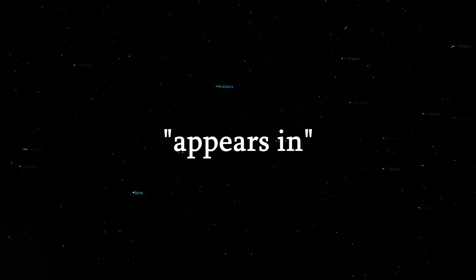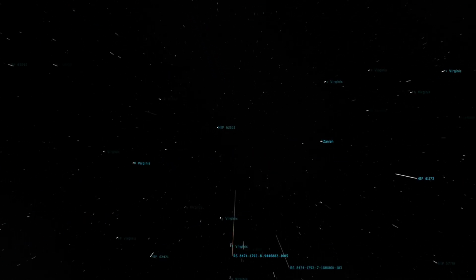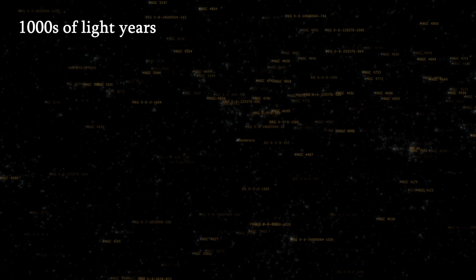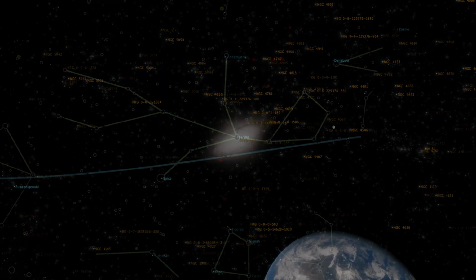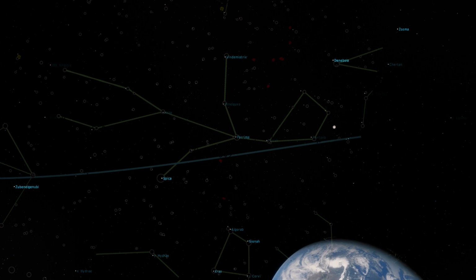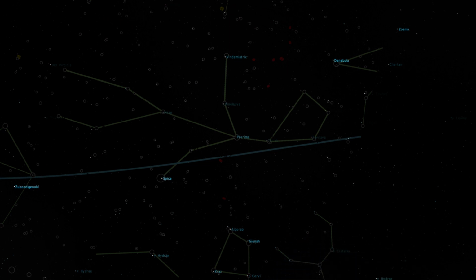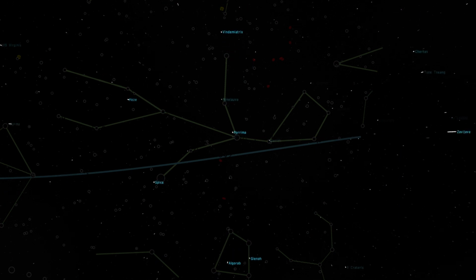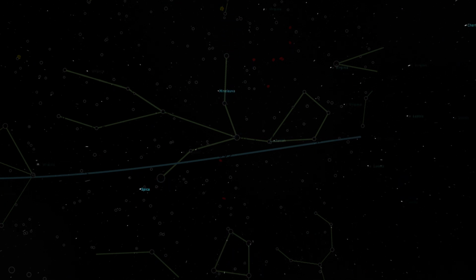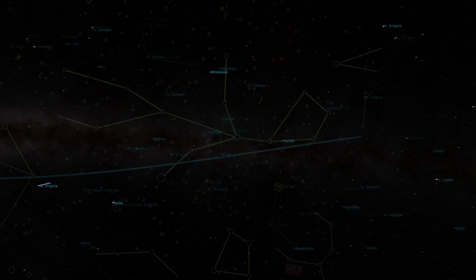Notice that I said appears in, because although it looks like the Sombrero Galaxy is in the constellation Virgo, the stars that make up Virgo are only a few thousand light years away, inside the Milky Way, while the Sombrero Galaxy itself is 30 million light years away. Not even the stars within Virgo are the same distance from Earth. As we approach them at 60 million times the speed of light, you can see how skewed the constellation becomes, and eventually the stars are all over the place.